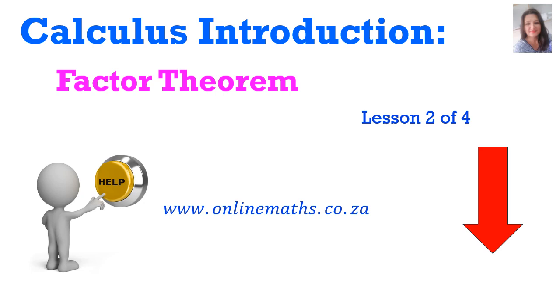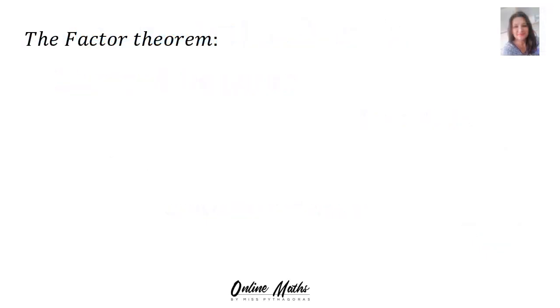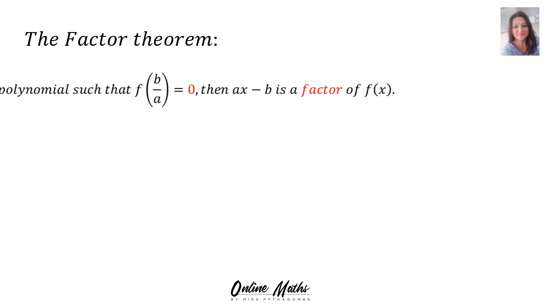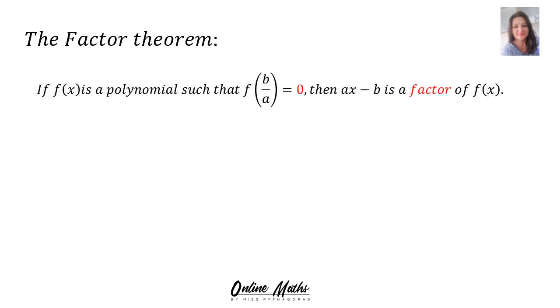Let's start with the maths. The factor theorem states, if f of x is a polynomial such that f of b over a is equal to 0, then ax minus b is a factor of f of x. So what this means is when you do the remainder theorem and your remainder is exactly 0, then we can say that ax minus b is a factor of the polynomial.